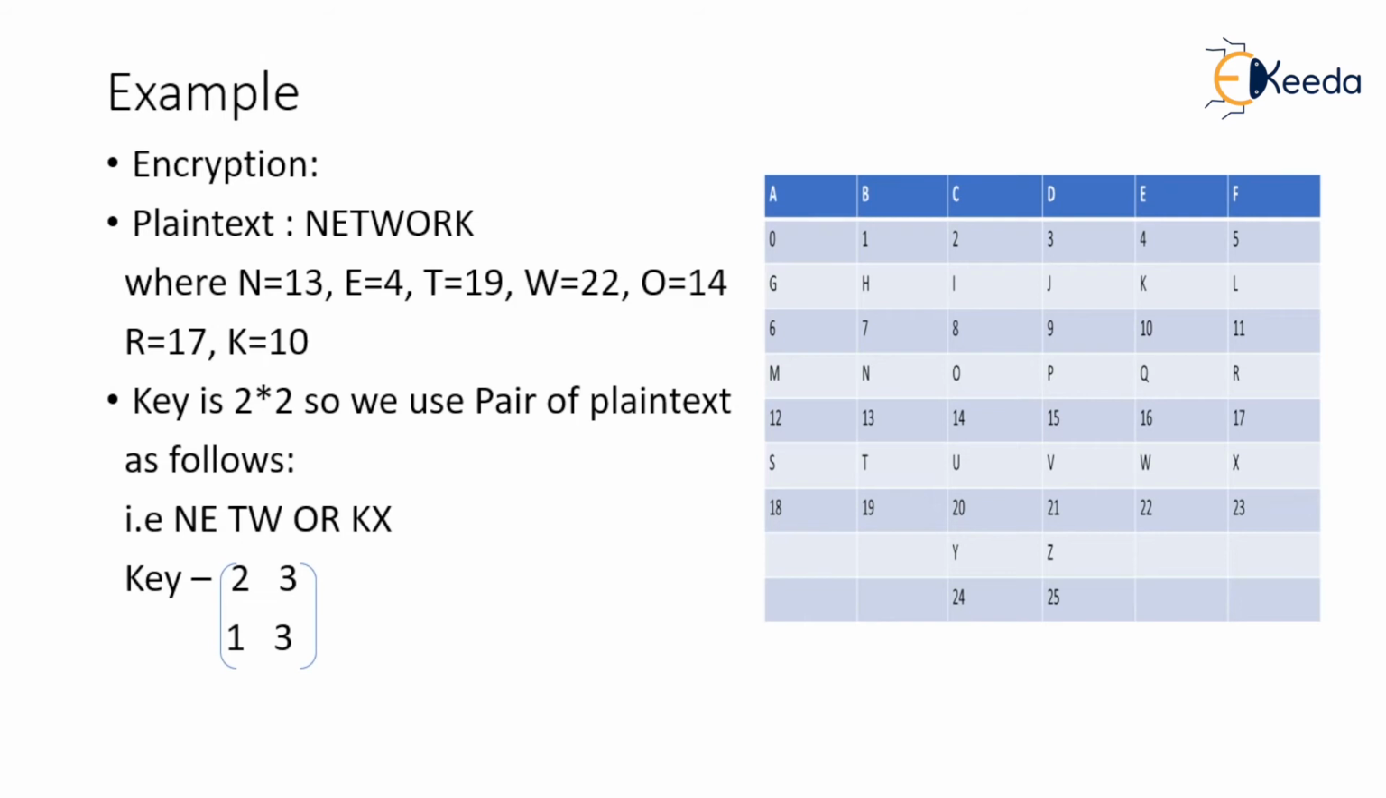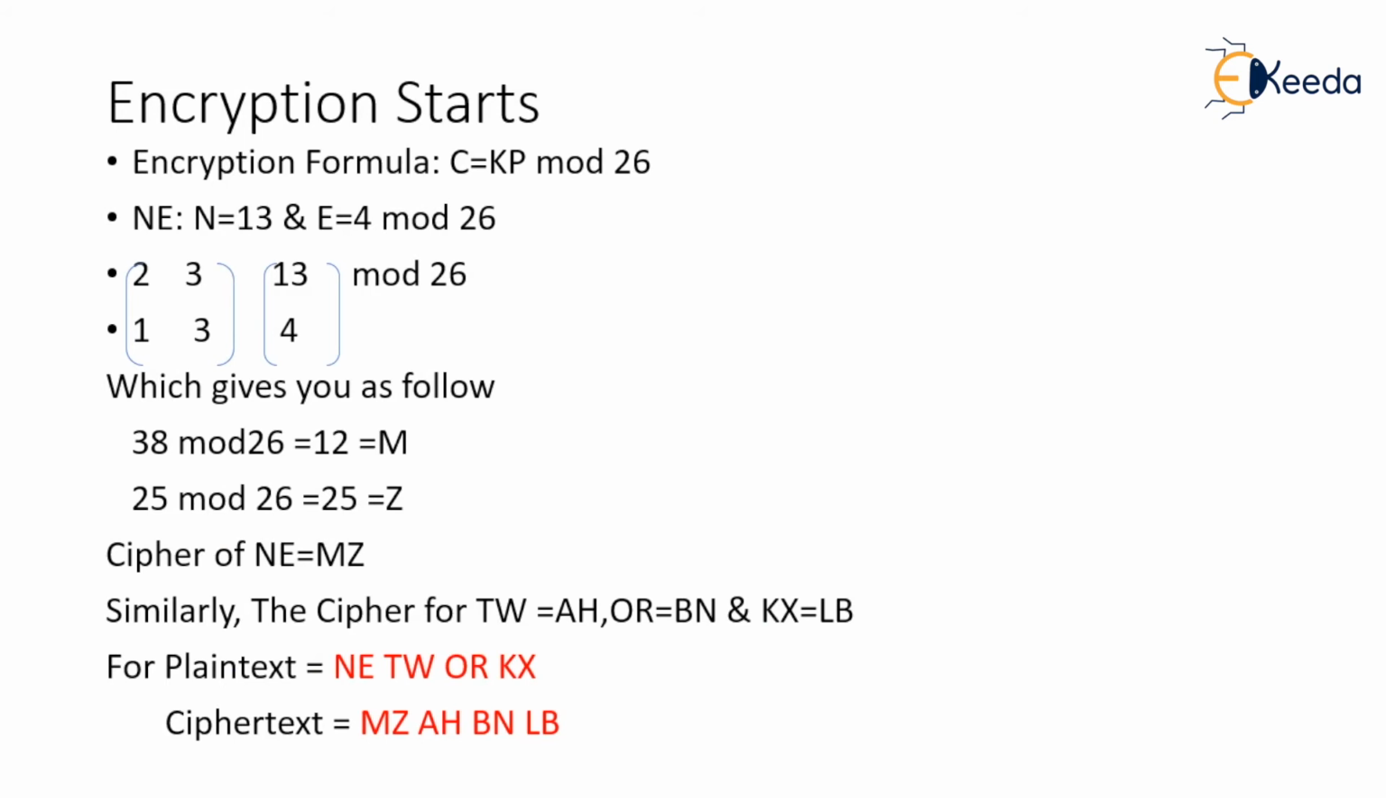Here we have a key of size 2 by 2, and therefore we use a pair of plain text having two letters in it. The key is 2313. Now let's begin with the calculations. We have the encryption formula C equals KP mod 26. K is nothing but the key matrix. P is your alphabets from the plain text, which we will write in the form of a column.